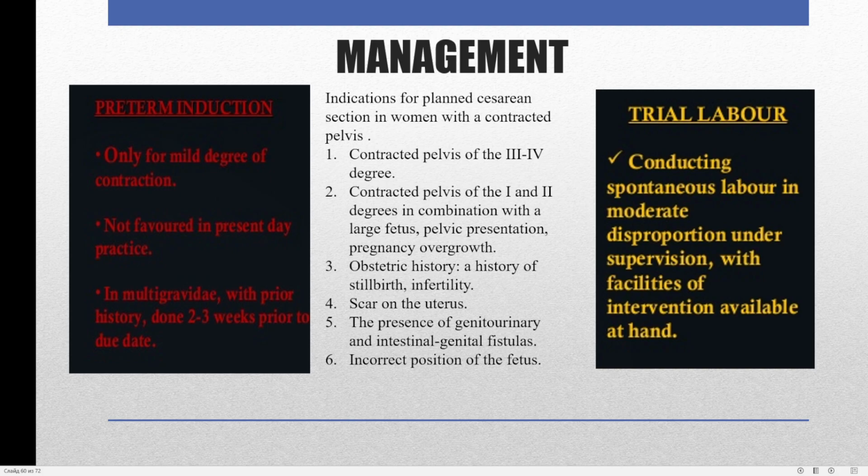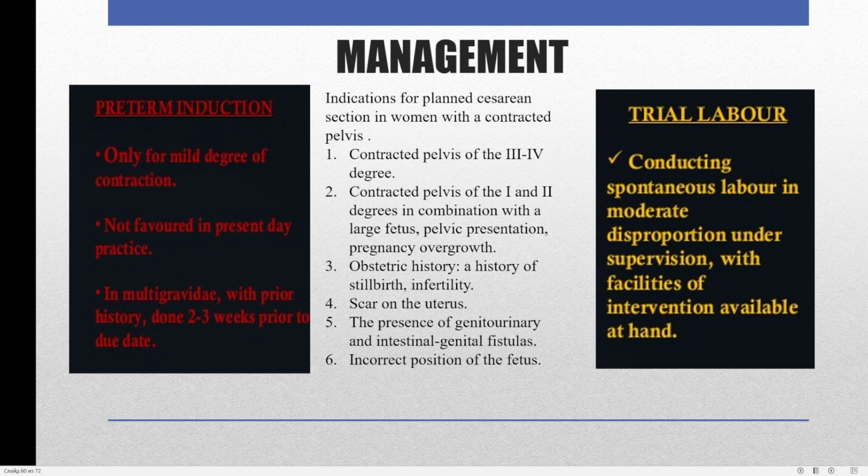And I want to say the present indications for planned cesarean section in women with a contracted pelvis. You see again, contracted pelvis of the 3rd and 4th degrees, I repeat again. Next, contracted pelvis of the 1st and 2nd degrees in combination with a large or big fetus, more than 4 kg, pelvic presentation or breech presentation, and post-term pregnancy.